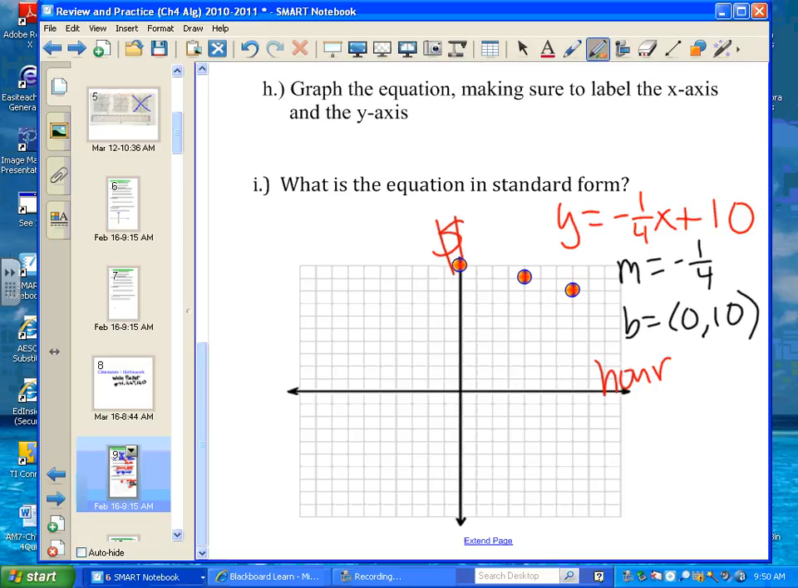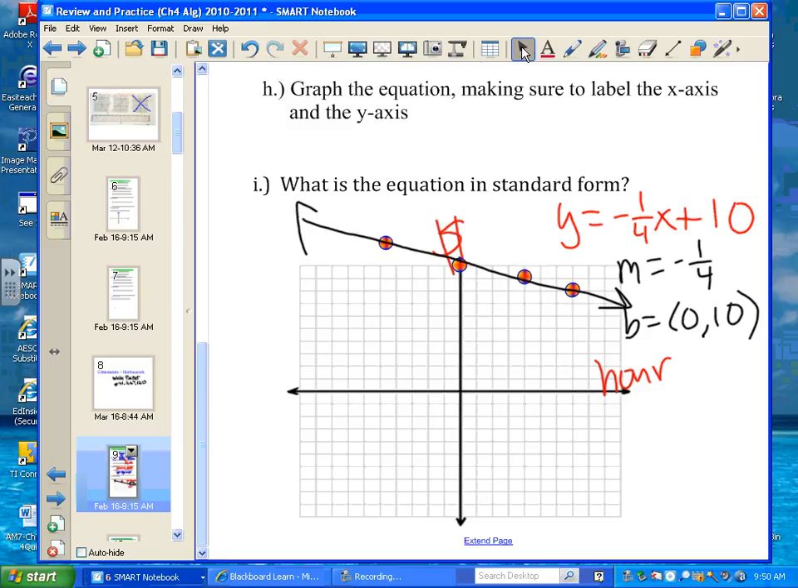Even though we can't really get to the opposite point, how would you get the opposite point? Up 1 and then what? Left 4. So up 1 to left 4 would be somewhere over here. So there's our graph. So it's a decreasing function because the slope is negative.